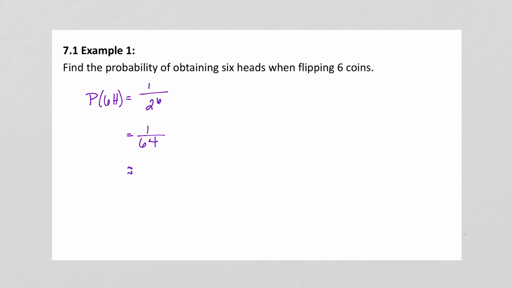Or you could have that as a decimal, and usually with probability problems, your homework will ask for it to the millionth place, and so that's 6 decimal places. So 0.015625 would be the decimal. Make sure you round for that last unit there. Okay?